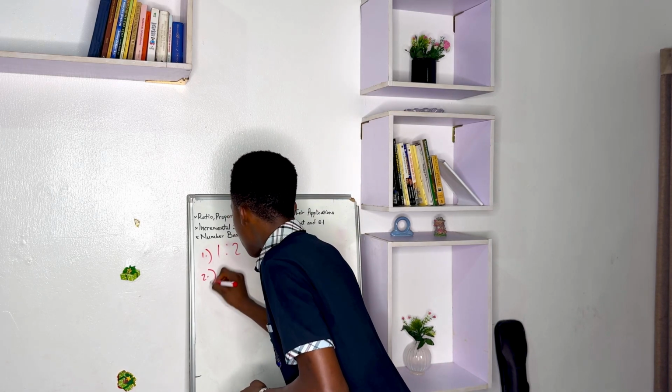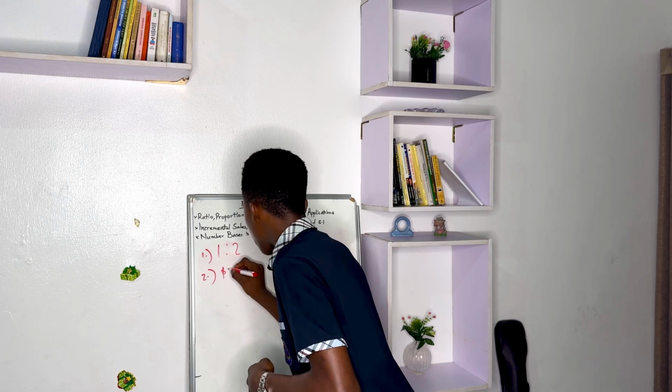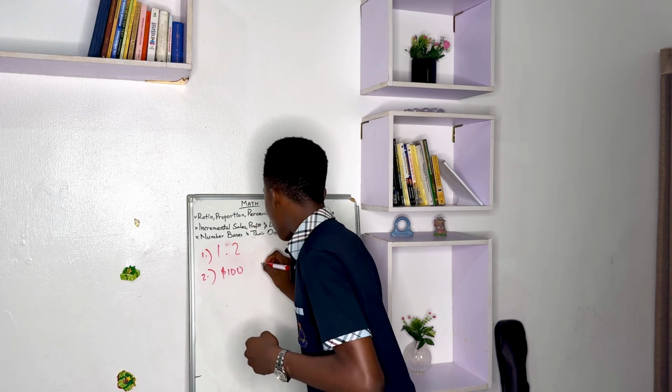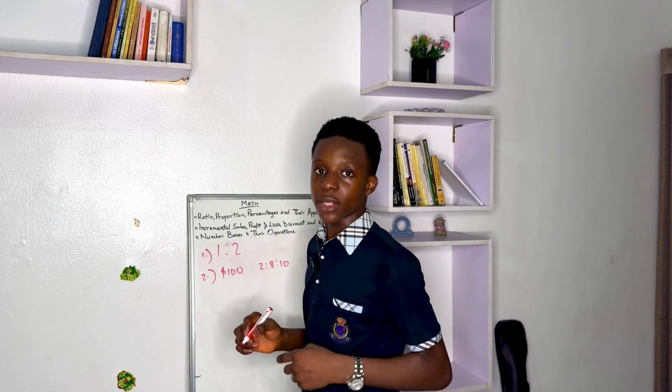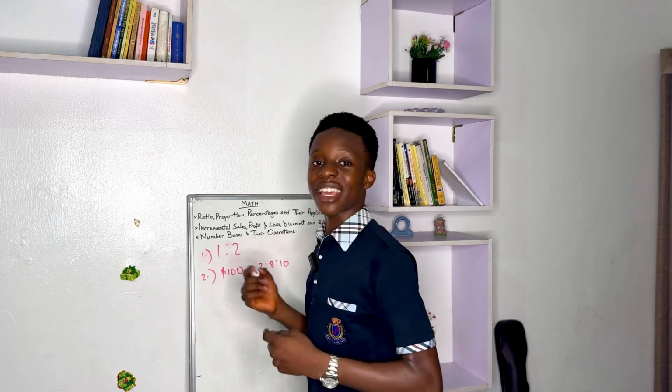Number 2, if I had $100 and I wanted to share it among 3 people in the ratio 2:8:10, what would I give each person? Or how much money would I give each person?